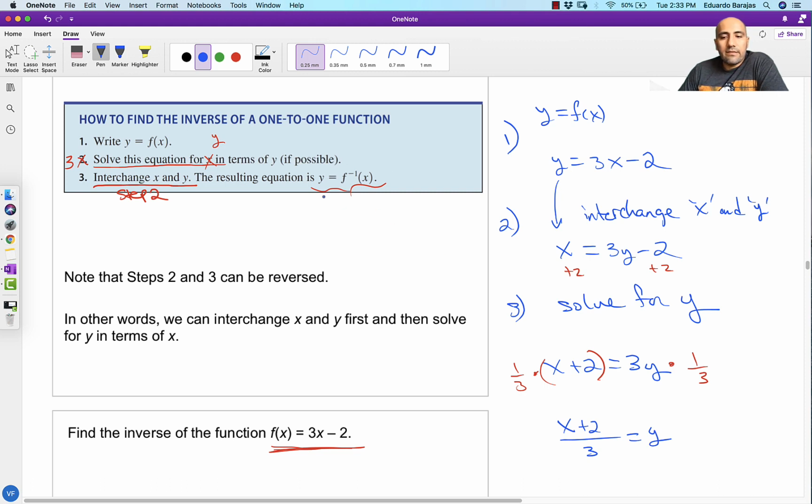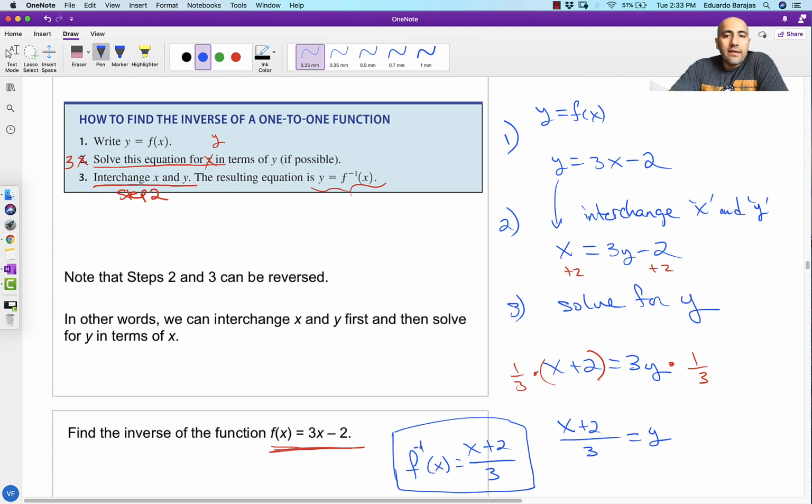And then finally this. Once you've solved for y, that means that that is your f inverse function in terms of x. So that's the last step here, to recognize that it must be that f inverse of x is x plus 2 over 3. That's how we can find the inverse function of that function.